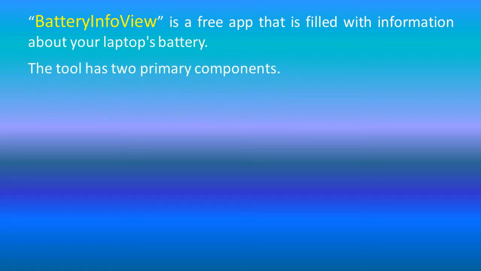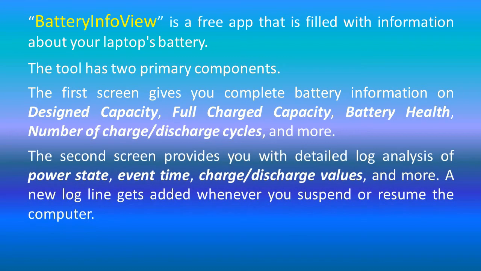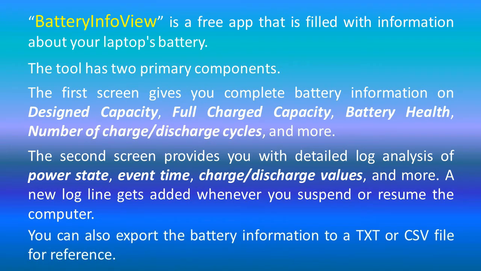The tool has two primary components. The first screen gives you complete battery information on design capacity, full charge capacity, battery health, number of charge discharge cycles and more, as shown in the previous screen. The second screen provides you with detailed log analysis of power state, event time, charge discharge values and more. A new log line gets added whenever you suspend or resume the computer. You can also export the battery information to a TXT or CSV file for your reference.